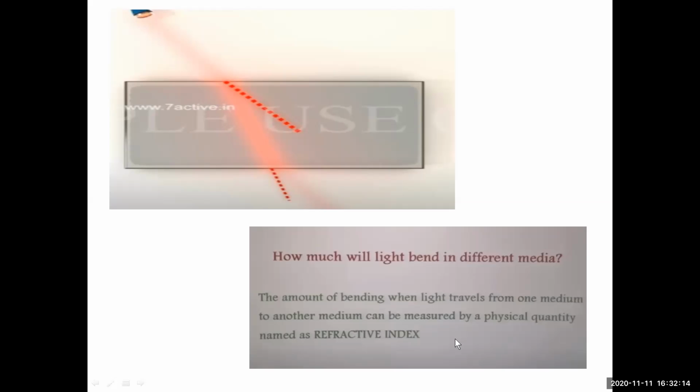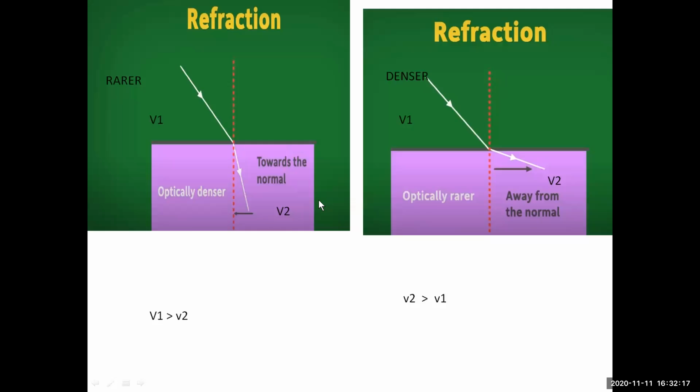Okay, students. Now, already we have seen that when the light travels from the rarer medium to the denser medium, the velocity will change. The velocity in the rarer medium will be more. When the light enters the denser medium, the velocity will be less, because the light rays travel slowly and the bend is towards the normal. Therefore, V1 is greater than V2. And here also we are saying the same thing.